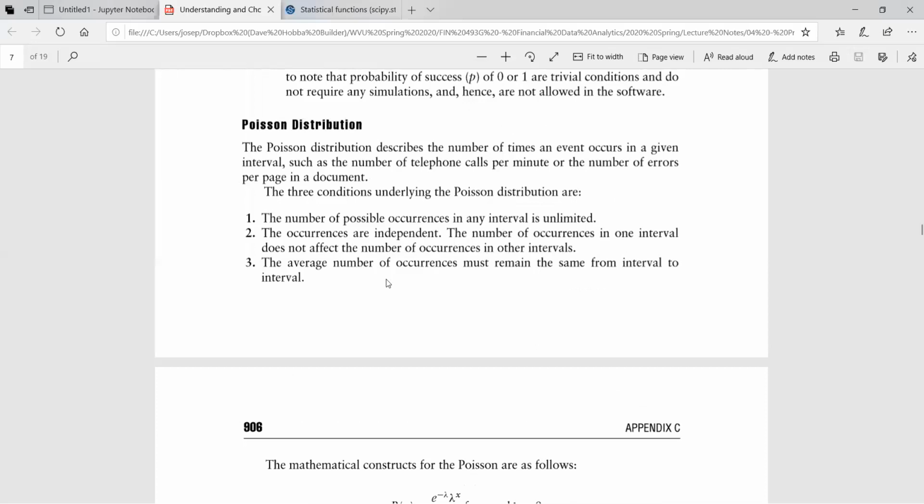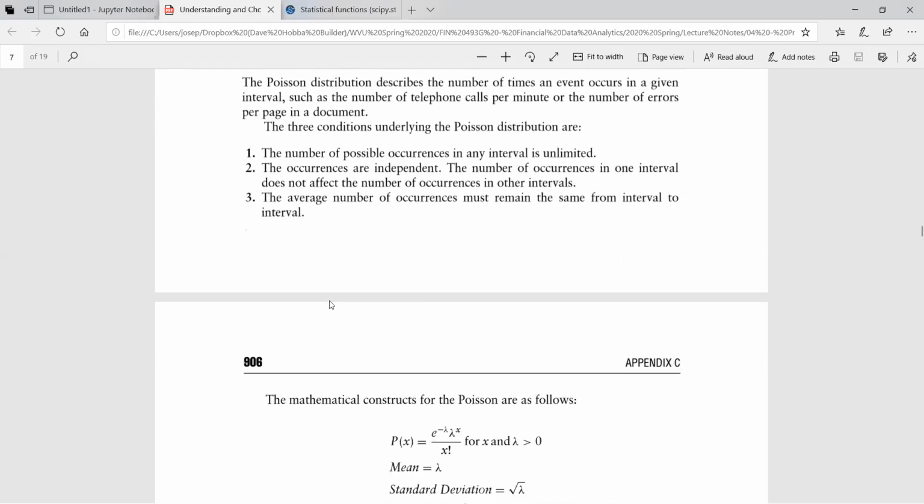The number of occurrences in one interval does not affect the number of occurrences in other intervals. So let's assume all weeks are independent, which may not completely represent reality, but for the sake of this example, let's assume each week is completely independent. So the number of customers you have in the first week does not affect the number of customers in the next week. So the number of customers per week is independently and identically distributed, and it follows the Poisson distribution. The average number of occurrences must remain the same from interval to interval. So it's the same average every single time.